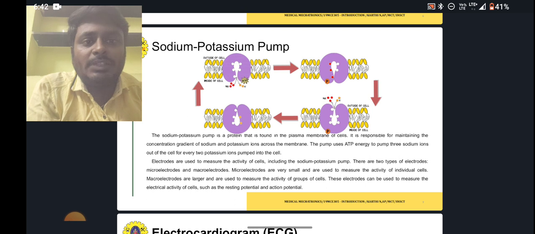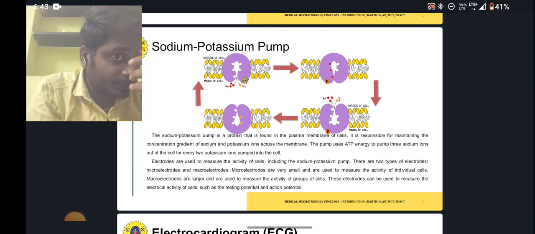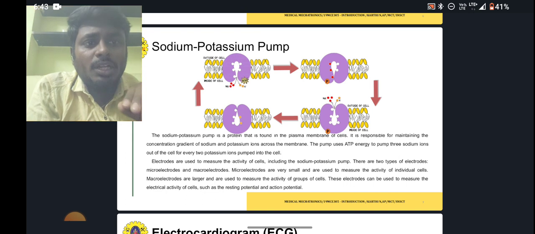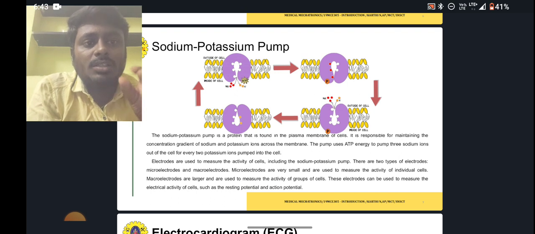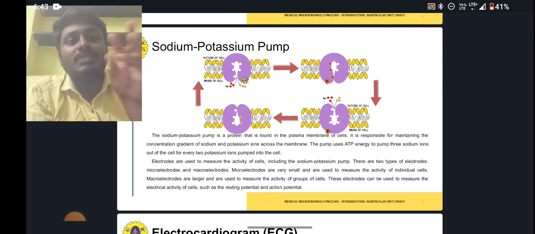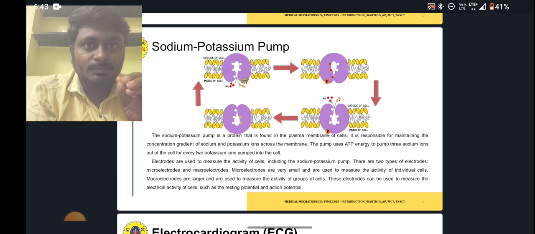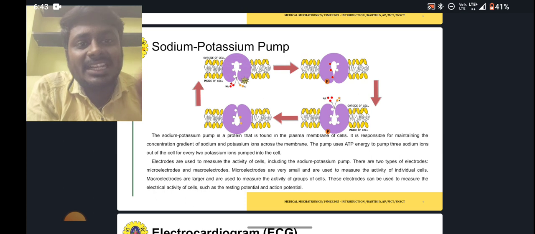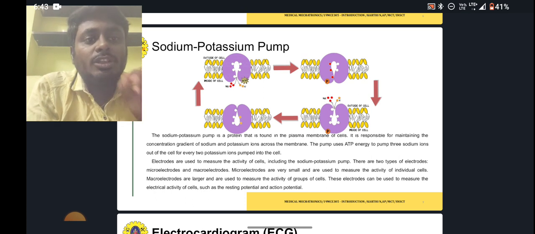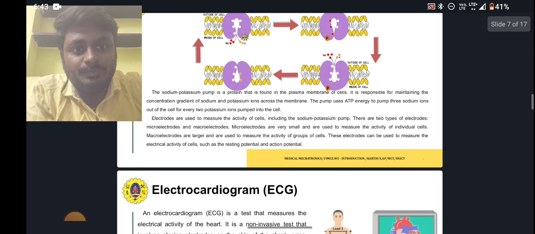There are two types of electrodes: microelectrodes and macroelectrodes. Microelectrodes are very small and are used to measure the activity of individual cells, whereas macroelectrodes are larger and are used to measure the activity of a group of cells. What is a group of cells? It forms a tissue. These electrodes can be used to measure the electrical activity of the cells, such as resting potential and action potential.